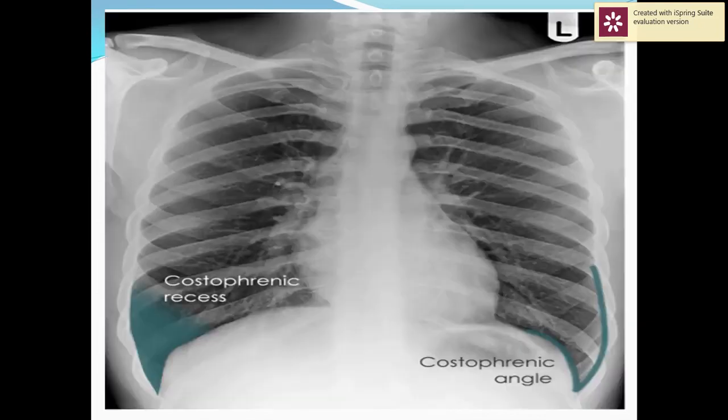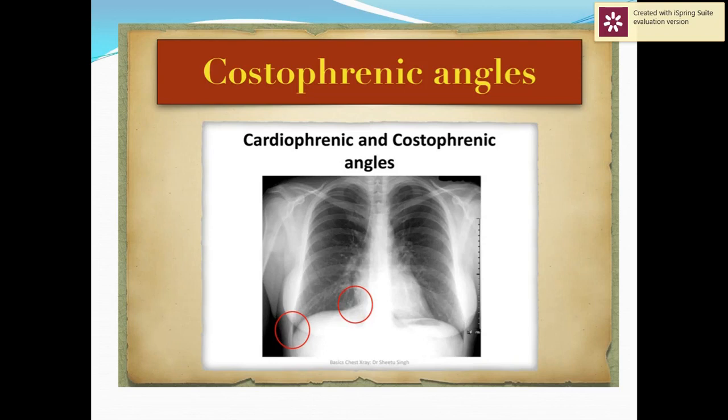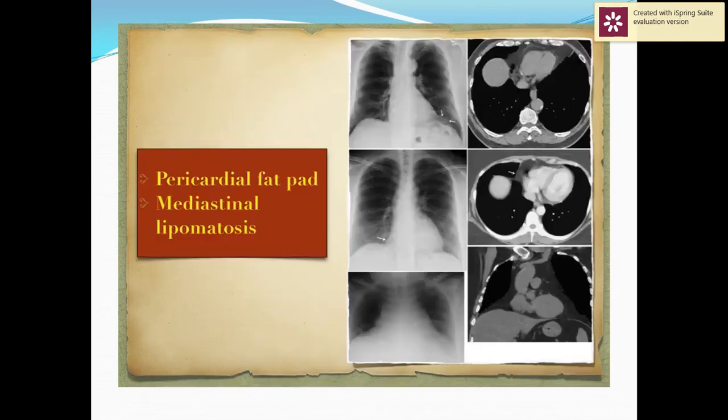Costophrenic angle, as we see here: obliteration of the costophrenic angle. This is the costophrenic angle, where this is the costophrenic crease. Obliteration of the costophrenic angle denotes there is 175 milliliters of fluid in case of a pleural effusion. And for the cardiophrenic angle, also sometimes we have to look at if there is any obliteration. In the cardiophrenic angle we think about the pericardial fat pad and mediastinal lipomatosis.